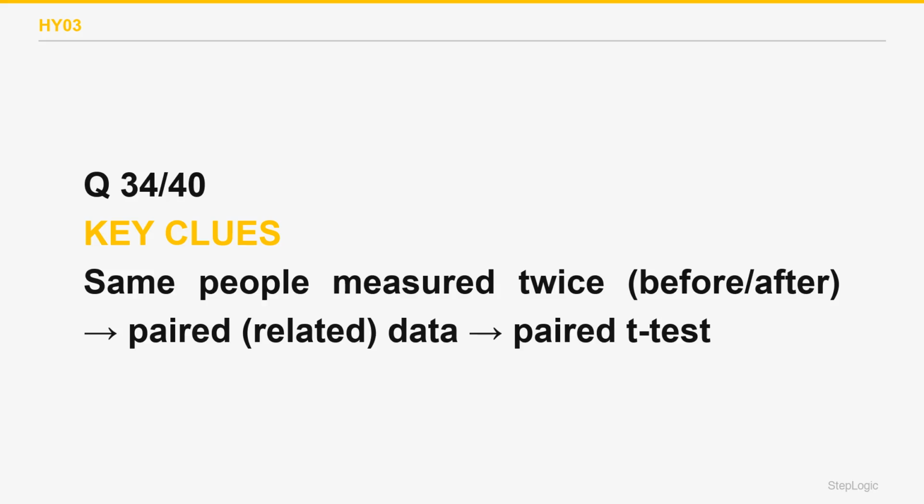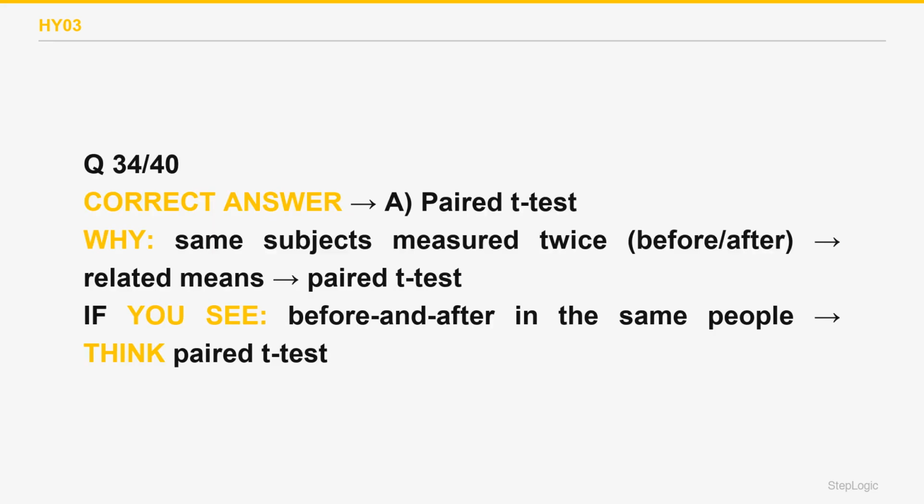A paired t-test compares two related means, the same individuals measured before and after, by analyzing each person's change. Because the two measurements come from the same people, they are not independent, so the pairing must be respected. This increases power by removing between-person variability. Correct answer is A. A two-sample, unpaired t-test compares two independent groups, which is wrong when the same patients are measured twice. The data are related, not independent.